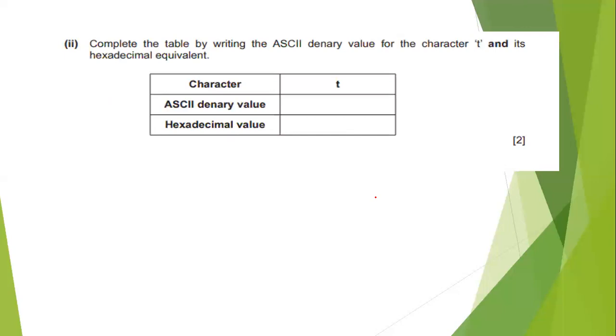Now see here, this one. Complete the table by writing the ASCII code value for character T and its hexadecimal equivalent. Can you do this one? Try this one.